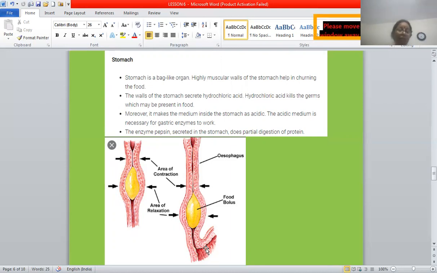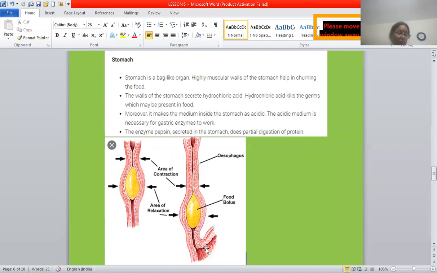Then what is the function of mucus? Mucus lines the inner walls of the stomach and prevents the walls of the stomach from being corroded, because if a large amount of HCl is secreted, then the walls of the stomach might get corroded. So this layer of mucus protects the wall of the stomach. And the function of pepsin is that it helps in the digestion of protein.